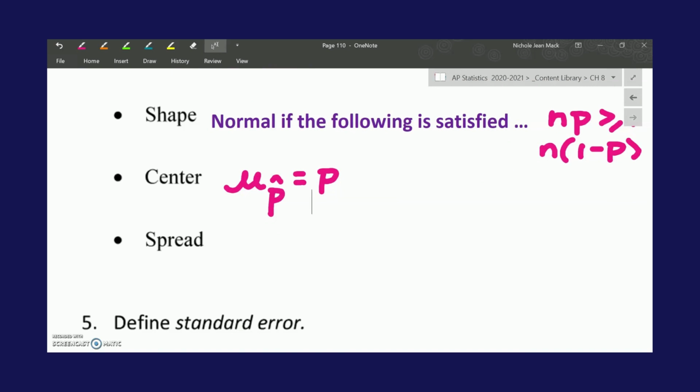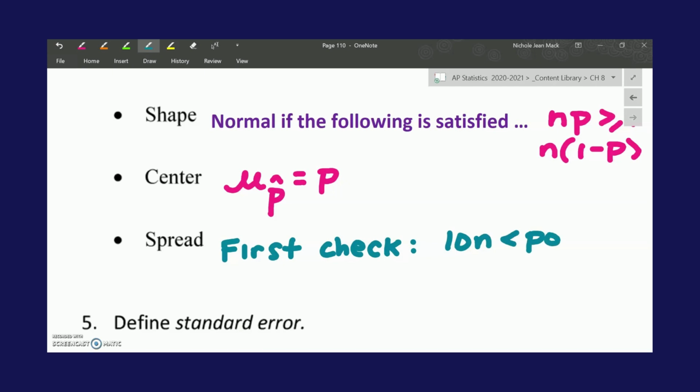but we first must check. So first, check independence. Remember, that was 10 times n has to be less than the population. Or it just has to make sense that the outcomes have nothing to do with one another.